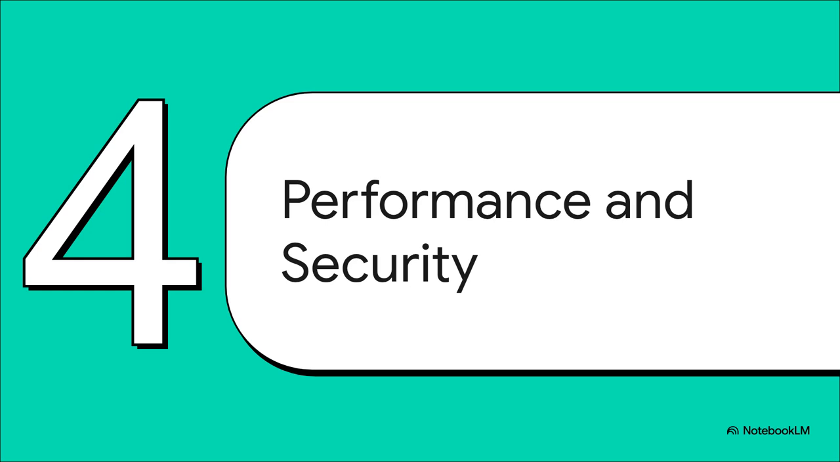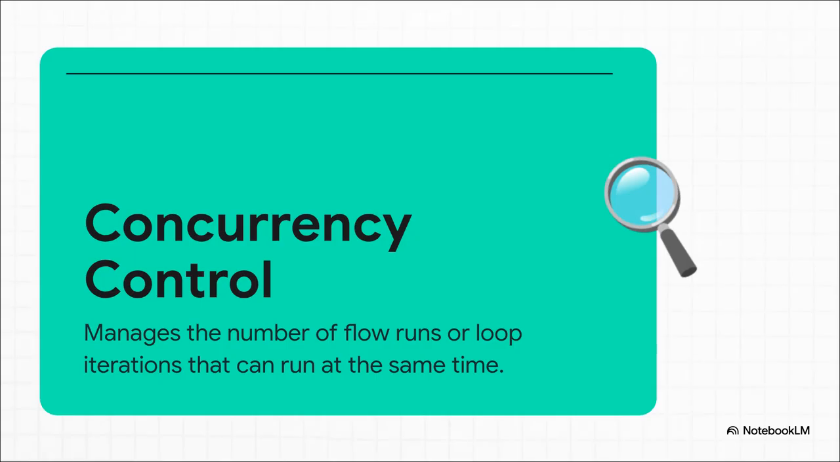Okay, time to level up. We're getting into the topics that really separate the junior developers from the senior ones. It's about making your flows not just work, but work efficiently, quickly, and securely. This stuff is critical. Hey, remember that apply to each loop we just talked about? Well, by default, it doesn't just process one item at a time. It actually processes multiple items all at once.